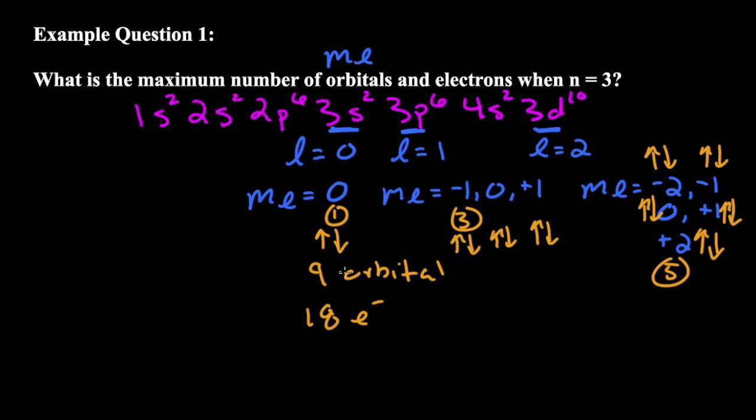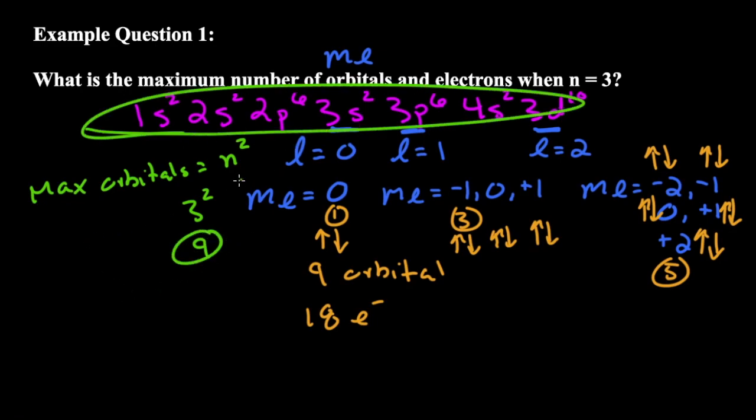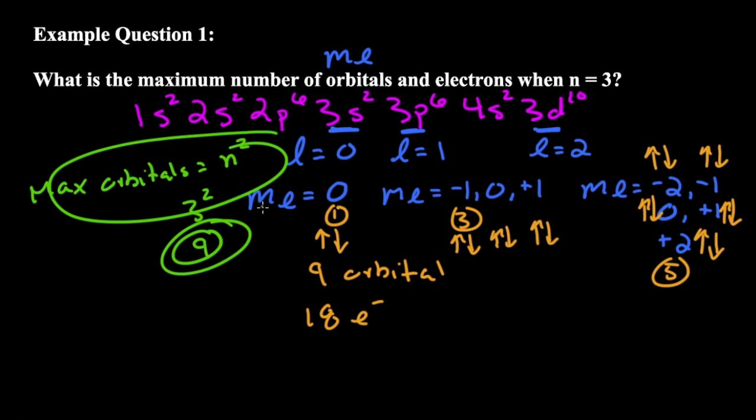And another way that you can answer this question is by doing this equation over here, which is going to be that the maximum number of orbitals is going to be equal to n squared. And so we could just say we have n equals 3 right here. We could just say that's going to be 3 squared, which is going to be 9. And so we do not have to do all of this. We could just use this equation right here and get 9 right there.